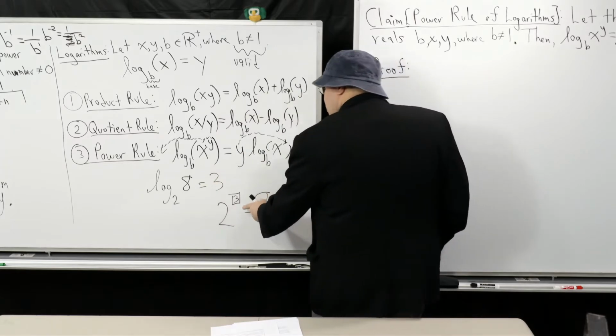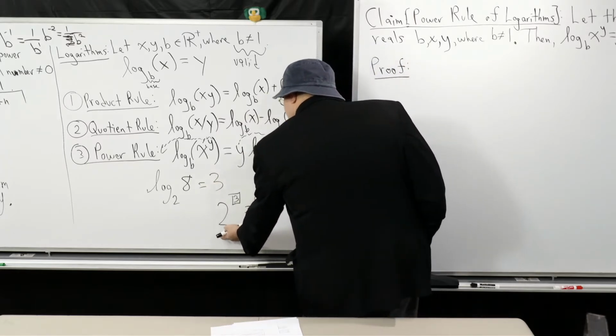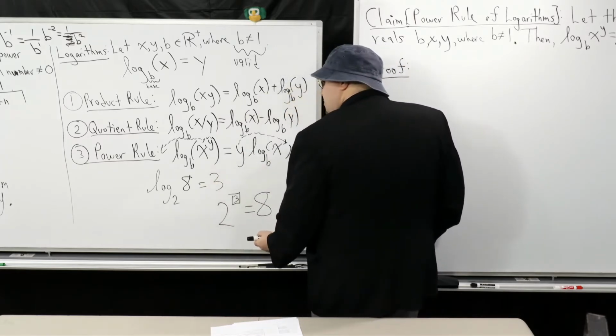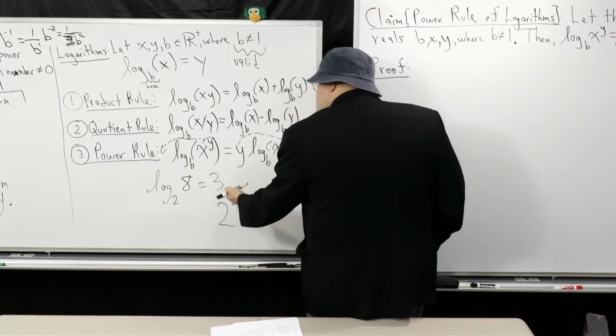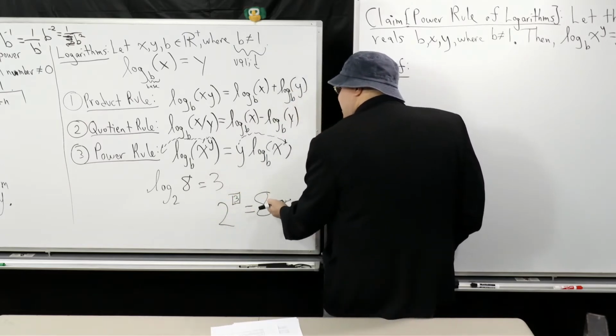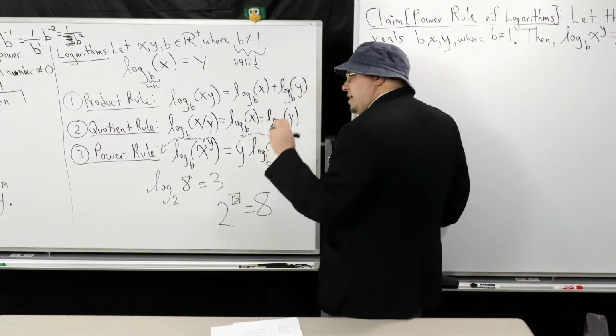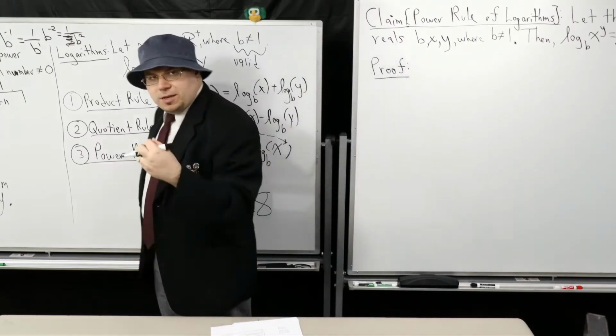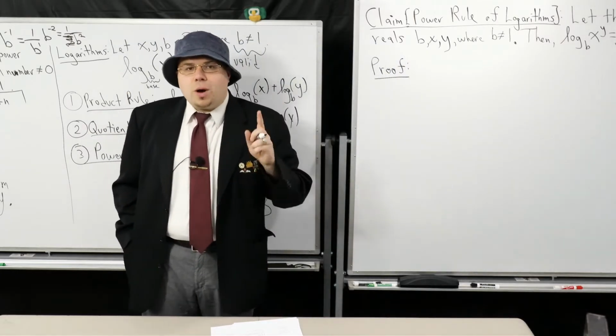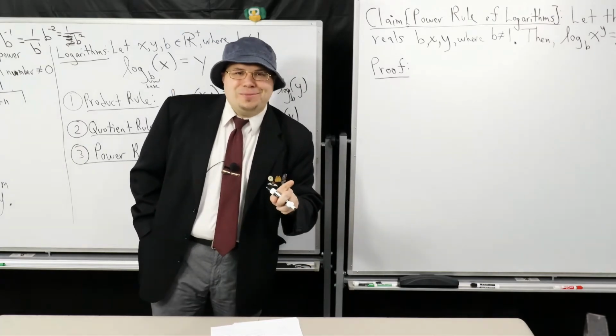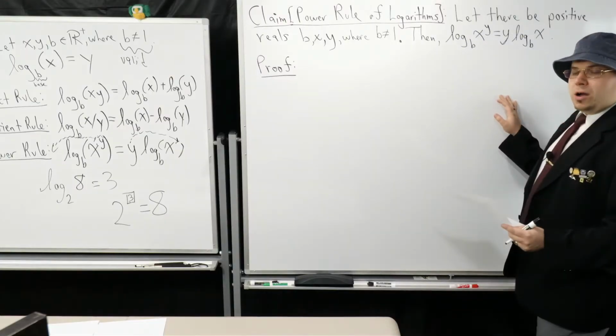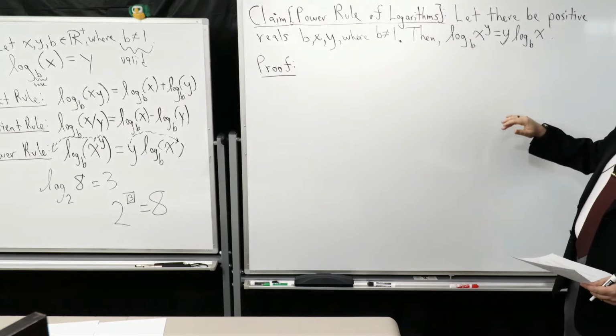Remember, I'm asking for what's the exponent that I have to raise this base to. So if I have 2 to the what, I get whatever is inside of x here. It's an inverse operation of exponentiation. I want to know what exponent I raise things to. Let's prove the power rule of logarithms. So here's the statement of the theorem.